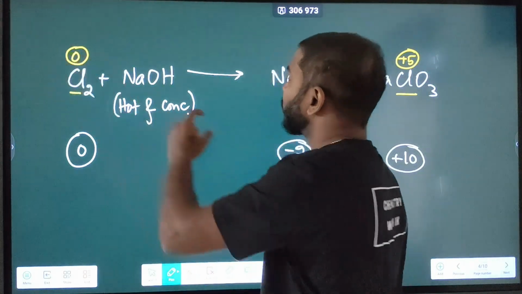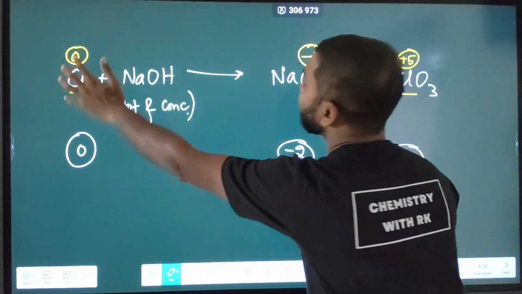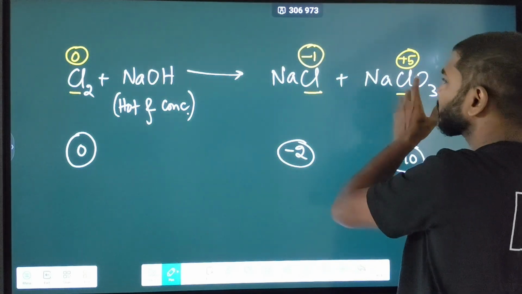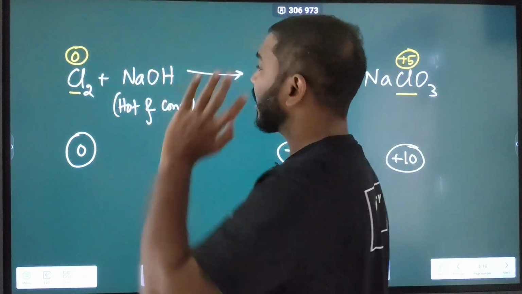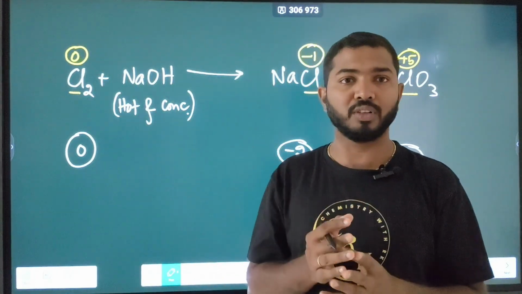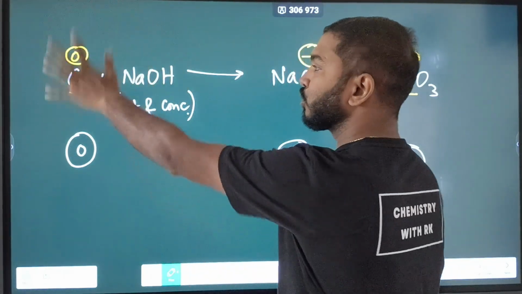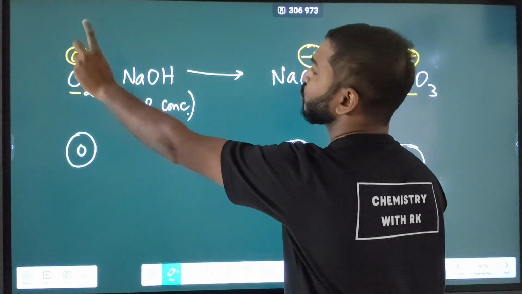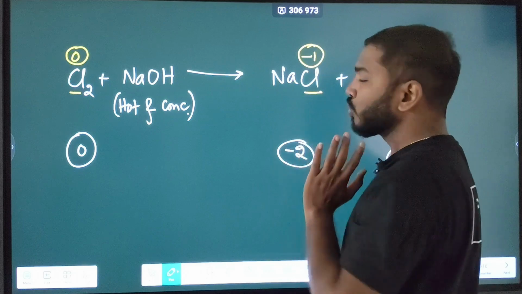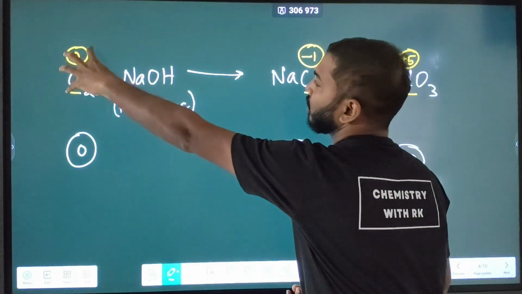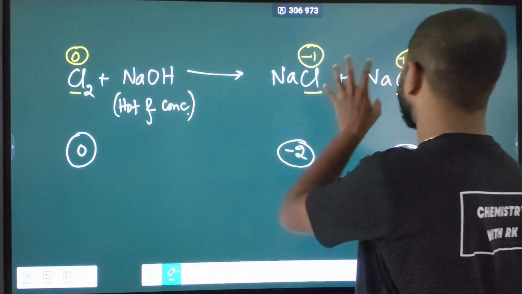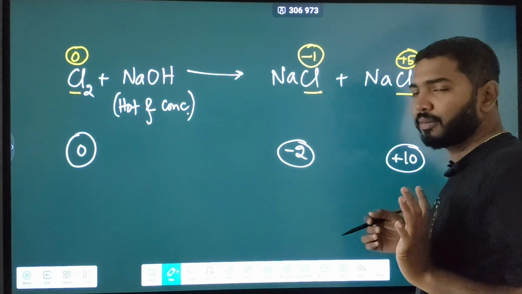Here we have two chlorines, here we have one chlorine only. Here we have two chlorines, here we have one chlorine. So we need to take the oxidation number for two chlorines, not for one chlorine. If two chlorines go from 0, then for two chlorines it will be -2. If we have for two chlorines 0, then for two chlorines it is going to be +10.